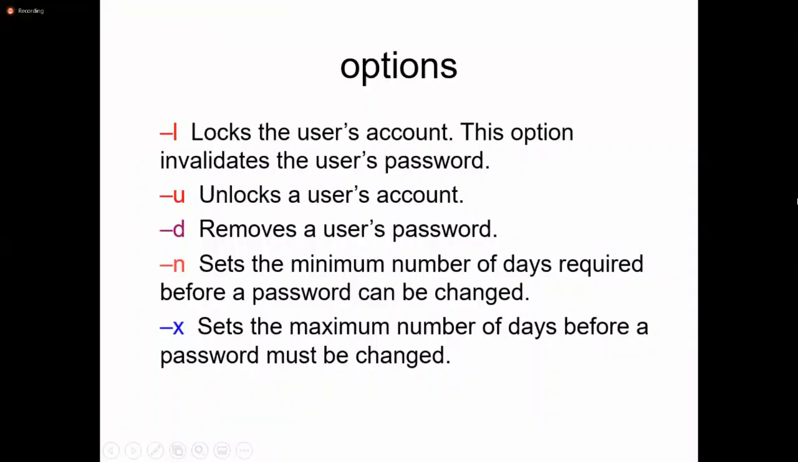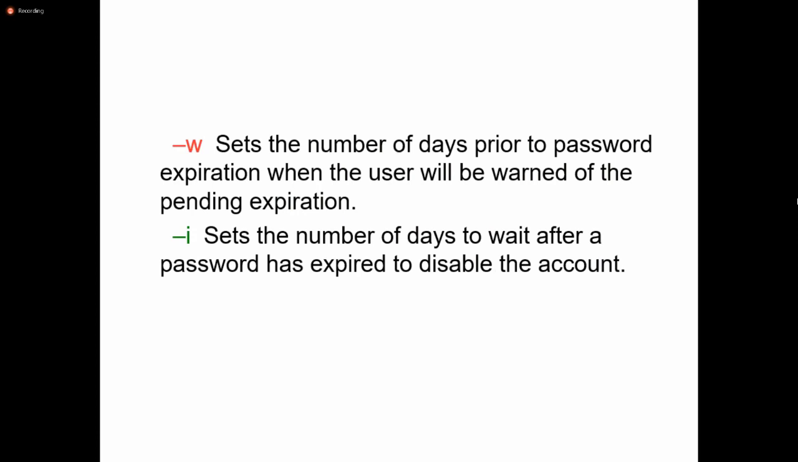So there are some other options as well. Here minus L will lock the user's account, in the passwd command, right? So then the user cannot log in. Minus U will unlock. Minus D removes the user's password. Then N sets the minimum number of days for the password to be changed. Then X the maximum number of days. Right. W is the warning, right? How many days before the password expires to warn. I is the number of days to wait after the password expiry to disable the account.